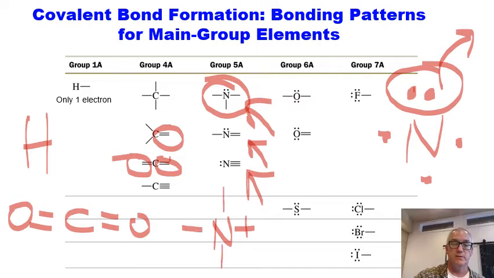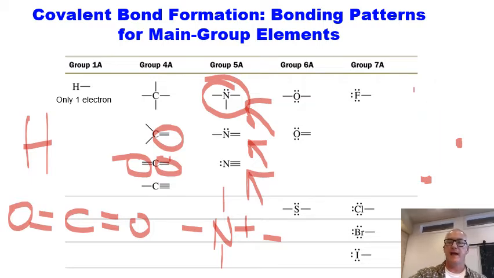1, 2, 3, 4. But that's when nitrogen is a positive ion, not a negative ion, not an atom. If it's an atom, it has 5 valence electrons. If it's an ion, it has 4 valence electrons. Okay? So what if now we move to oxygen with 6?